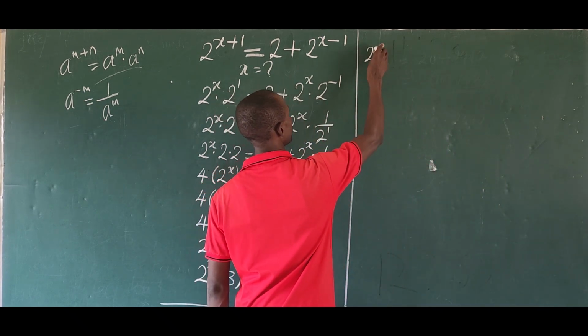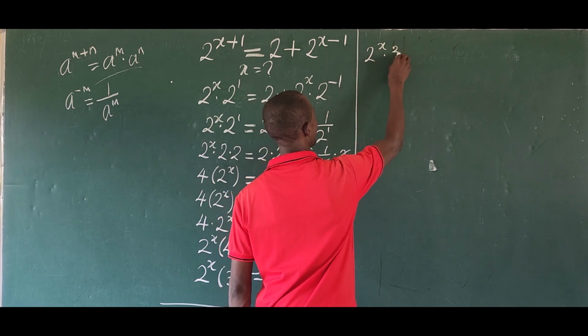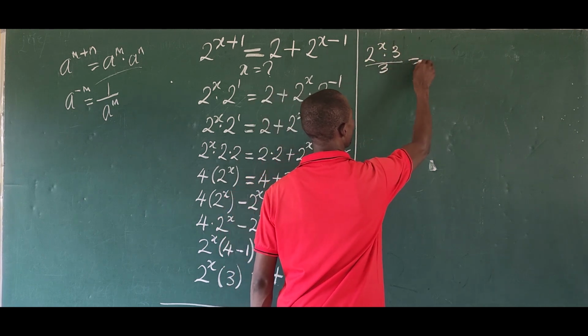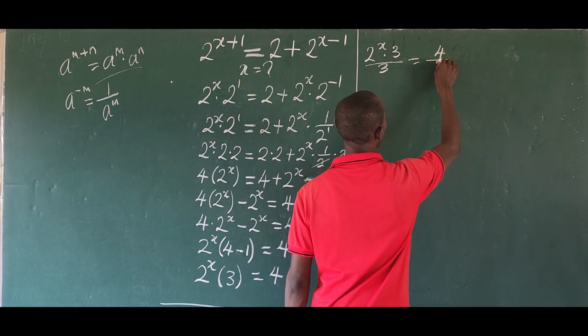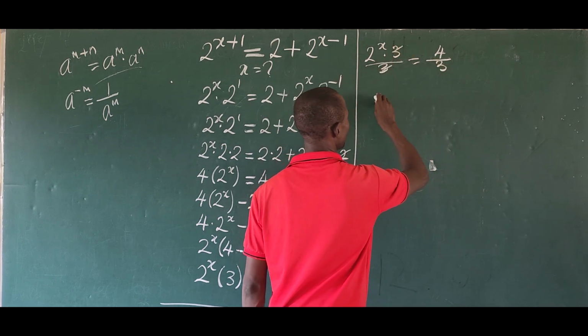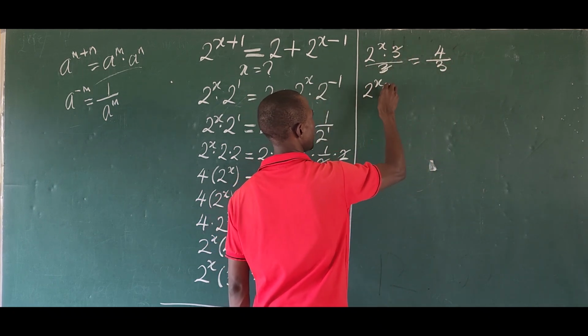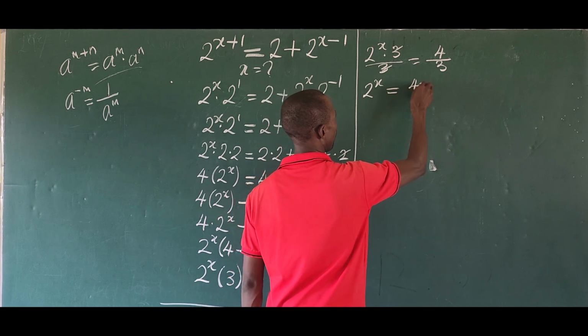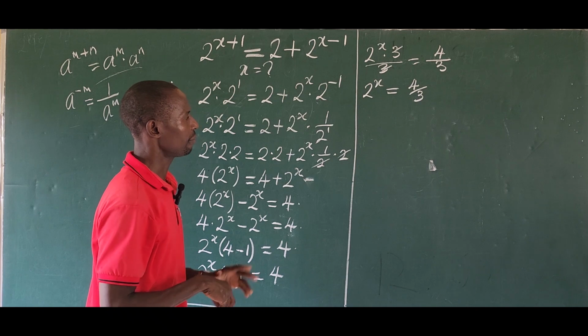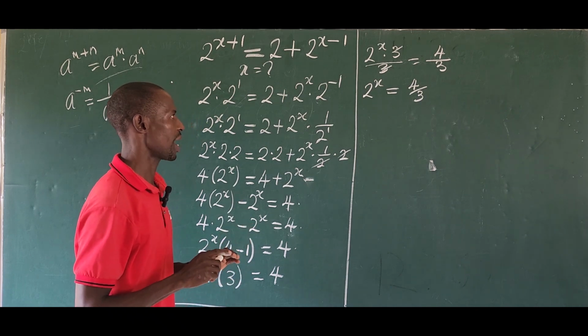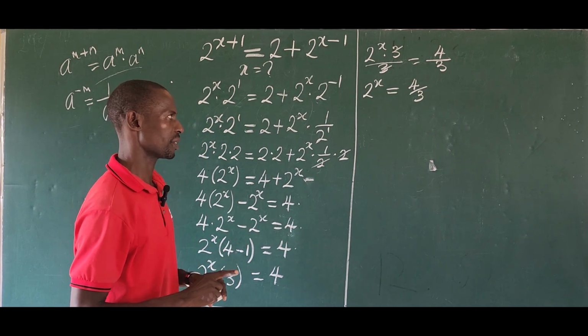So we have 2 to the power of x times 3, all over 3, equal to 4 all over 3. This will leave 2 to the power of x is equal to 4 all over 3. Okay, now from here, we just have to take the ln of both sides of the equation.